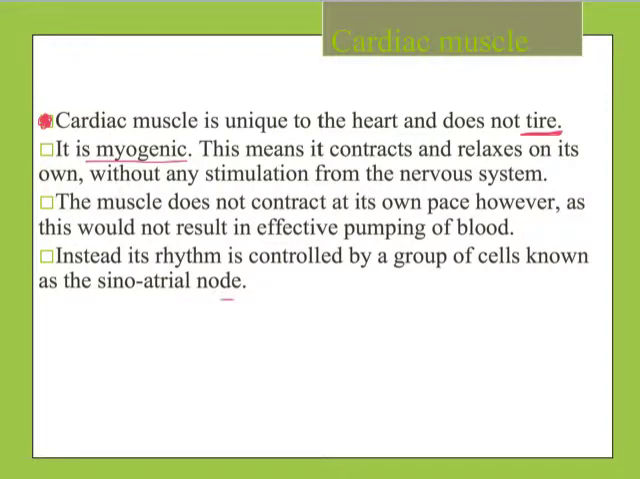So we have this thing called the SA node, the sinoatrial node, which helps sort out the pace so that it all contracts in the right rhythm and we get the more efficient transfer of blood through the atria, through the ventricles, and then out through the pulmonary arteries and the aorta.